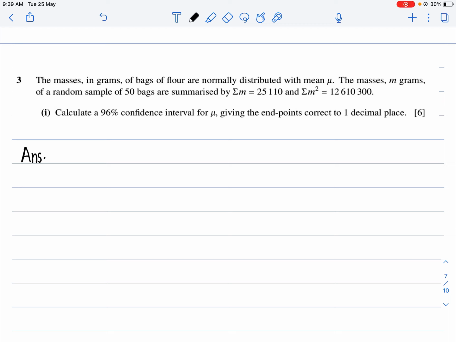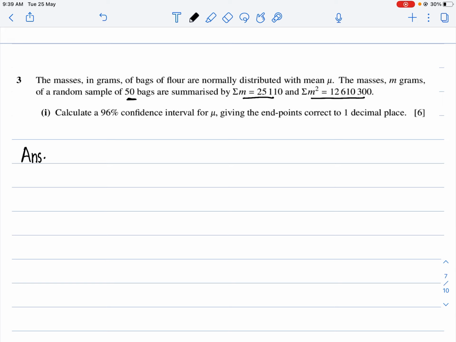The masses in grams of bags of flour are normally distributed with mean mu. The masses m grams of a random sample of 50 bags are summarized with this and this. Calculate a 96% confidence interval, giving the endpoints correct to one decimal place.